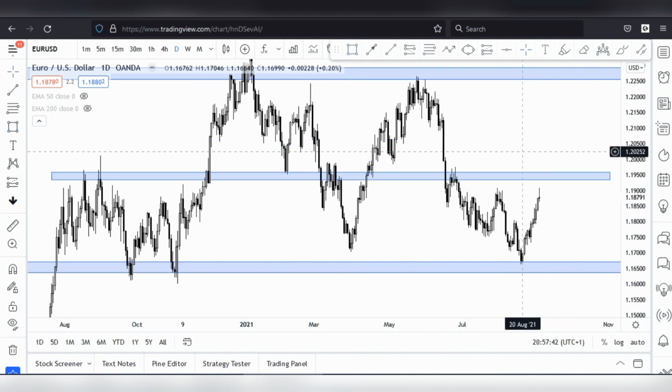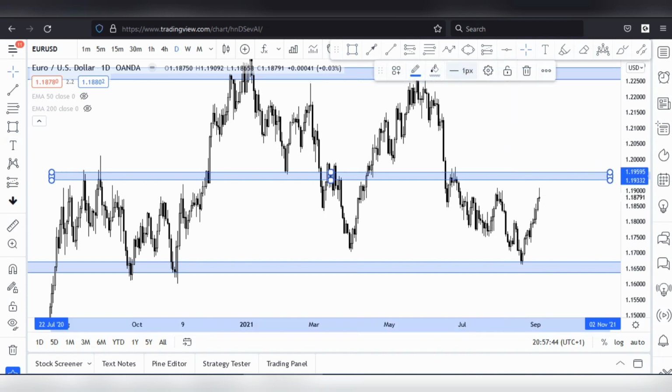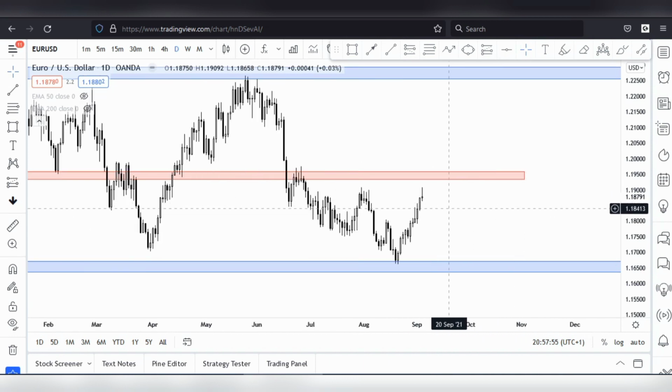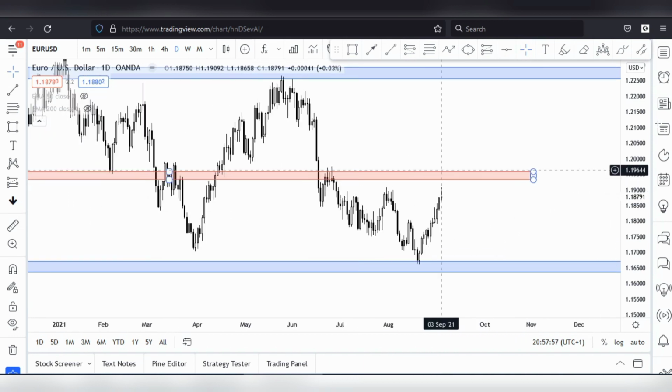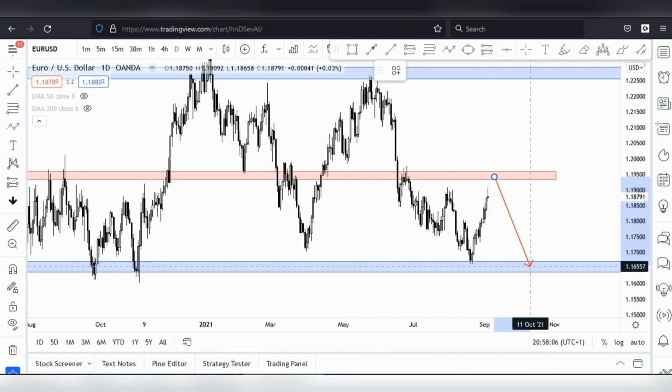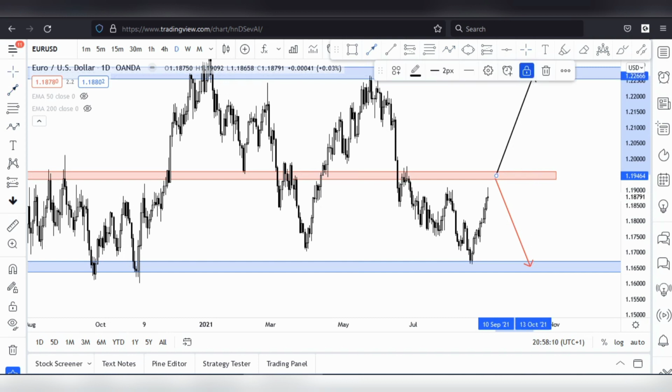Okay, so we can represent this by the red zone. So this is our daily area of support and resistance, which has been tested several times here and came down, and our price is heading towards that side. Okay, so this is an area where we'll be looking for a major reaction. Our reaction from here will be either to the downside or to the upside.